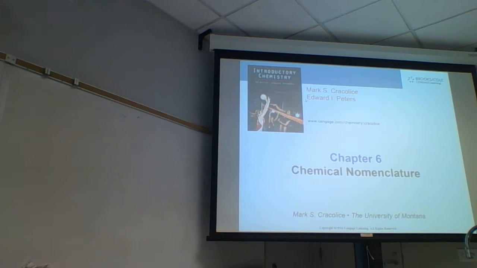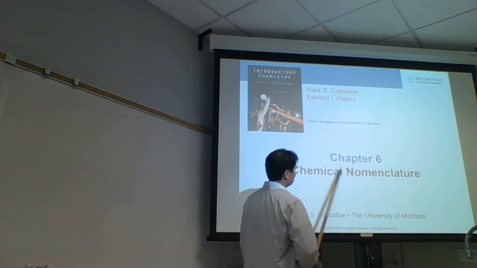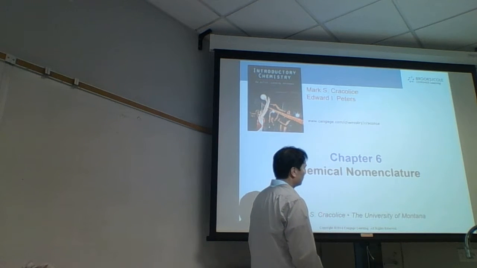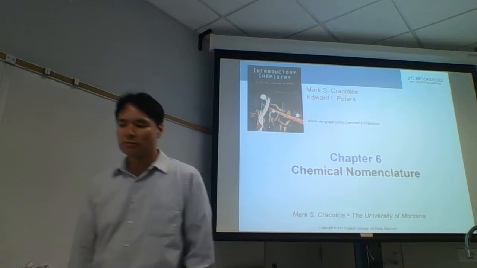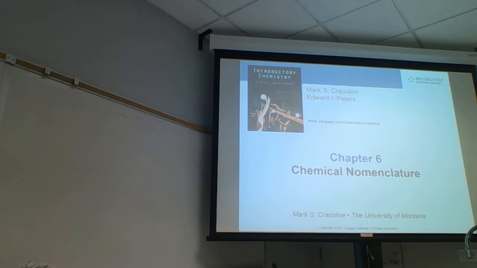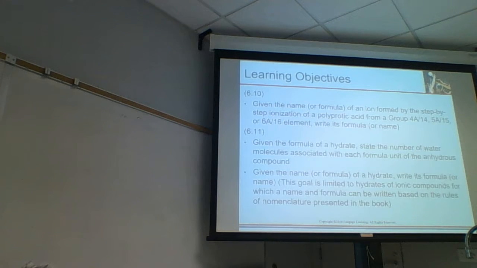Nomenclature just means naming these things and figuring out the formulas. So chemical nomenclature is a bit of a pain because you've got to learn how to name all this, and that just involves memorization. Sometimes we can see patterns. These patterns can help us decrease the amount of memorization. Here are the learning objectives for chapter 6.